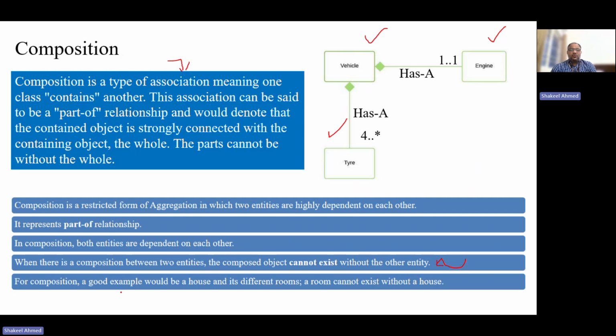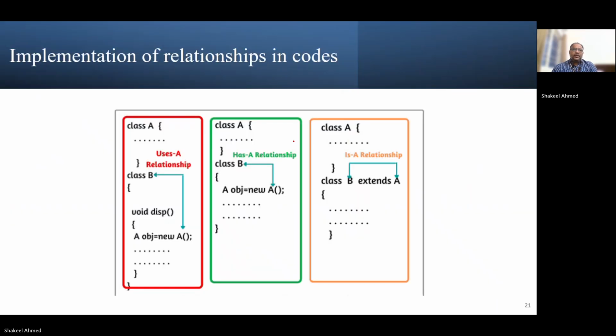A good example would be a house and its different rooms. A room cannot exist without a house, so there is a strong relationship in composition. Similarly, if you are talking about a vehicle, what does it have? It has tires. But having just the tires is not enough. You should have an engine also. Only then do we call it a vehicle, which is a composition of two different classes, the tire and the engine.